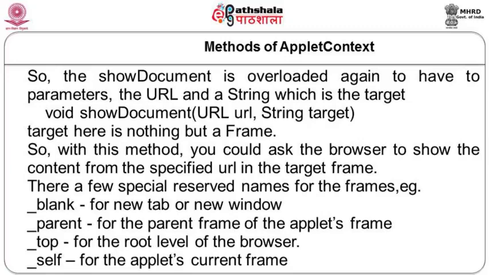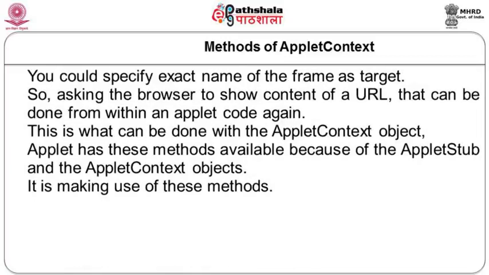The Applet is being shown in a particular frame, so what is the parent frame of that? For that we can say underscore parent. That is the target where the URL page needs to be shown. Or you could mention underscore top, which means replace the root level of the browser. Or you could specify the exact name of a frame, if a name is given to a particular frame. Or there is underscore self, which means the frame in which the applet is currently working, so that page itself could be replaced with the new page specified by the URL.